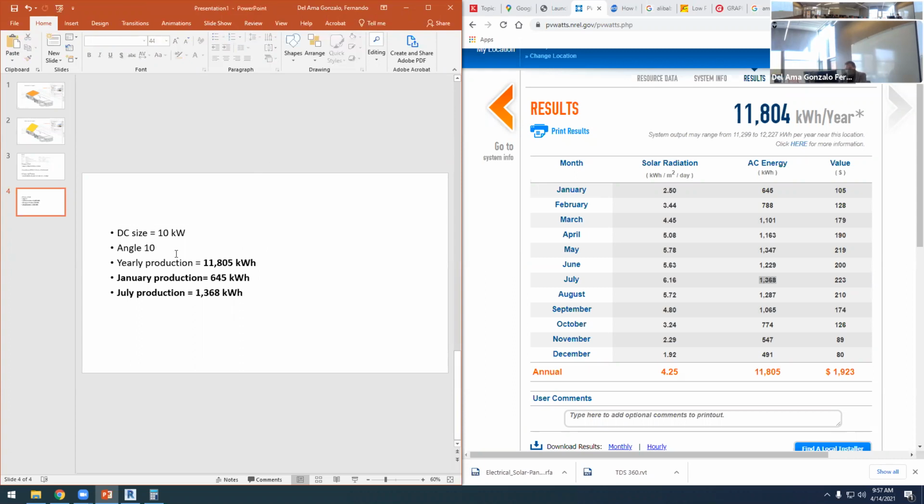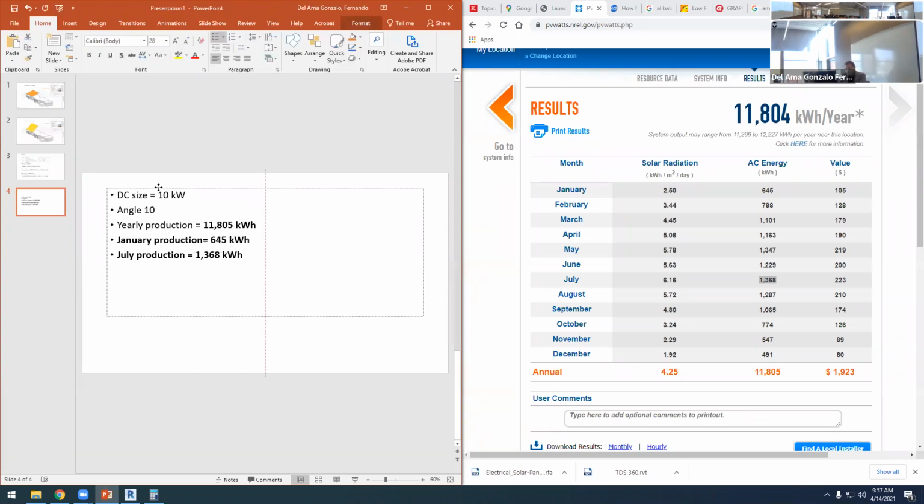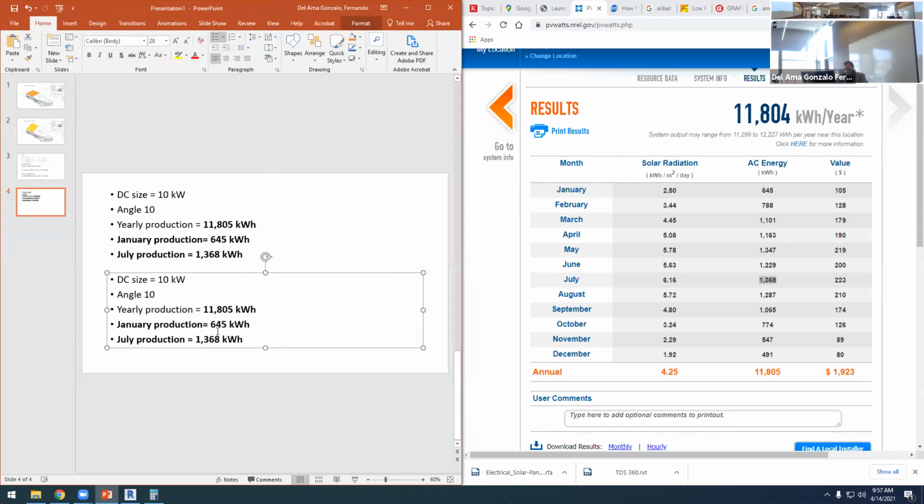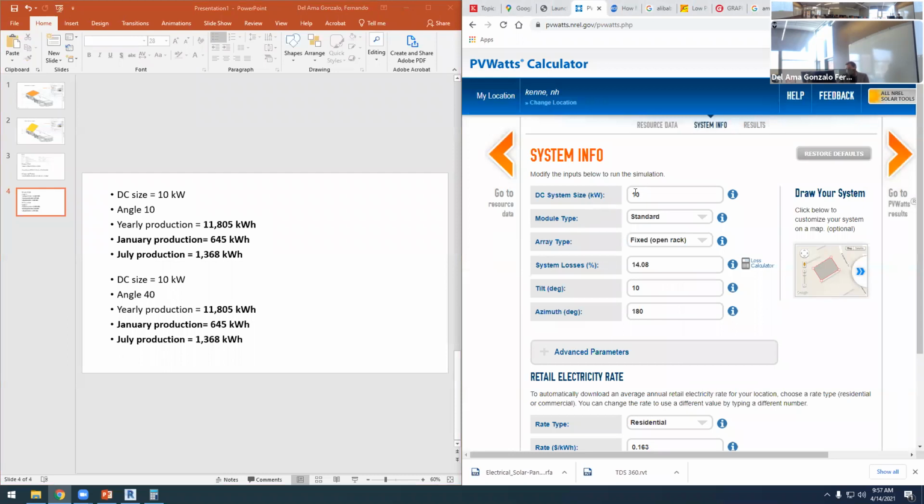And now we want to compare this to 40. We compare the same size, but the angle is 40 now. So let's do it. We go back to this. We change the angle; the system size is the same. Now the angle is 40. Remember that anytime you change something here, you have to click outside so that you have this green tick, because if you don't do it, it doesn't change anything.